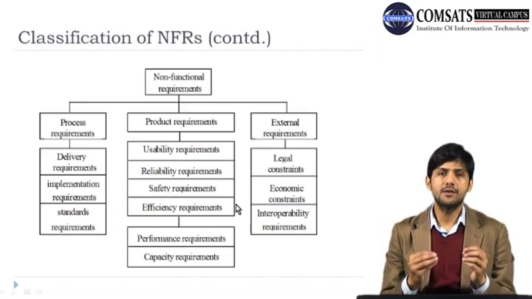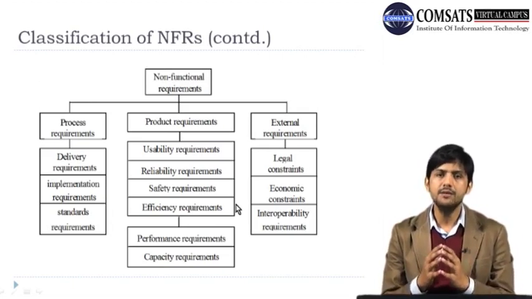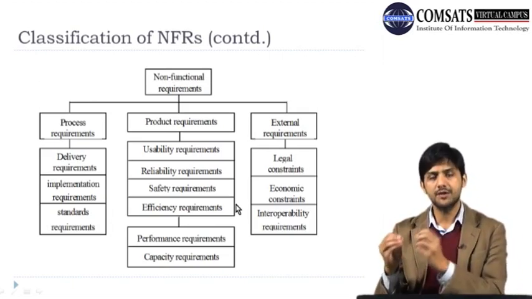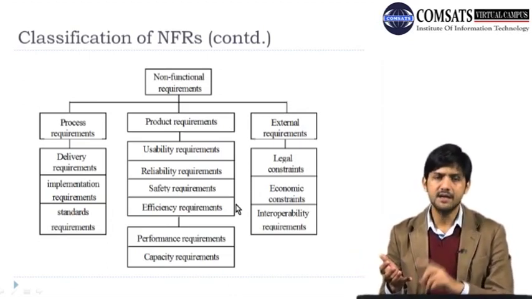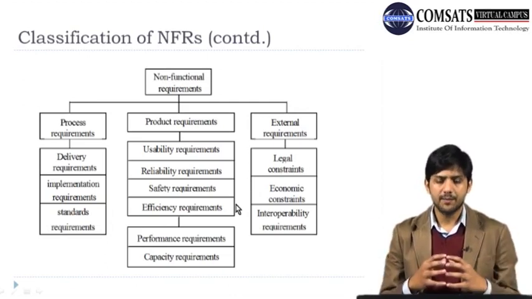Then we have product requirements, and product requirements specifically put some constraints on the behavior and functionality of the product. So they include the usability requirements, they include reliability, safety, efficiency, performance, and capacity requirements.